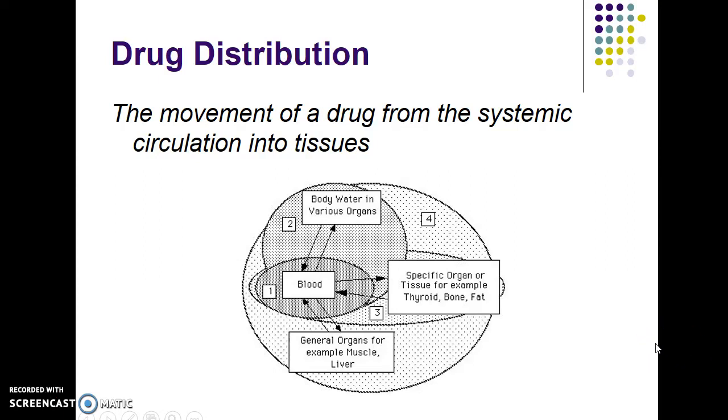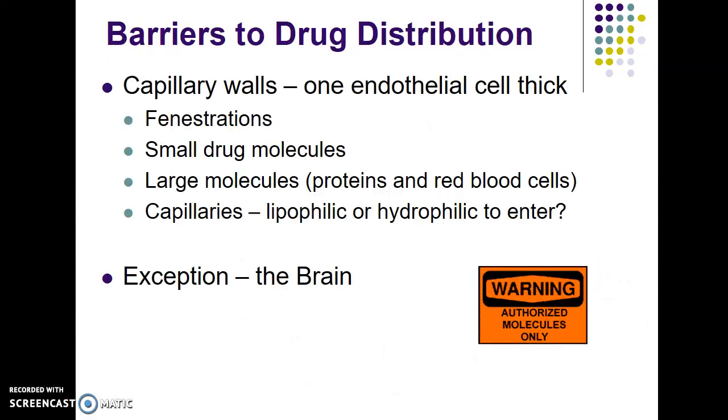Once we get the drug into the systemic circulation, it needs to go to the tissues where we want it to act. Hopefully it goes to that tissue and no other, but the reality is that it will be distributed to a variety of tissues usually. But that's the simple description of distribution. So how do we get from one part of the body to another?